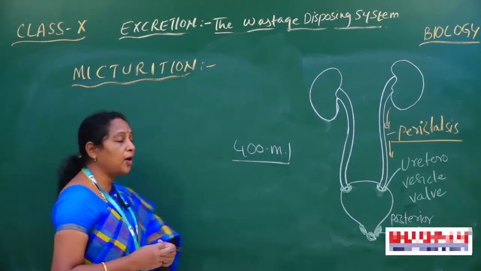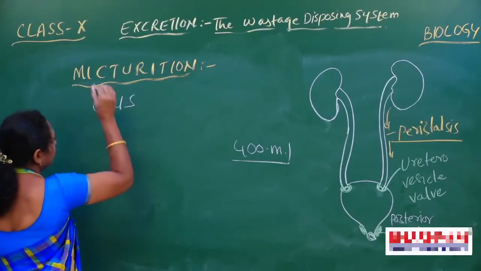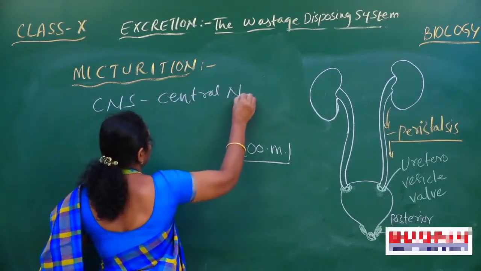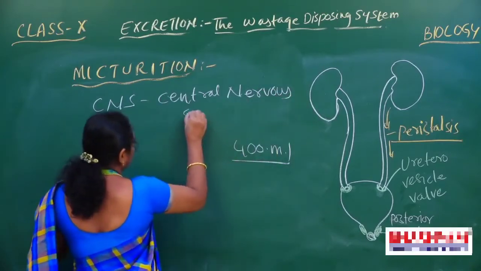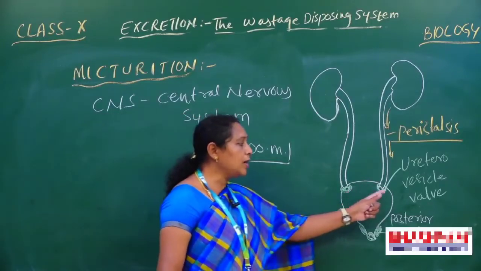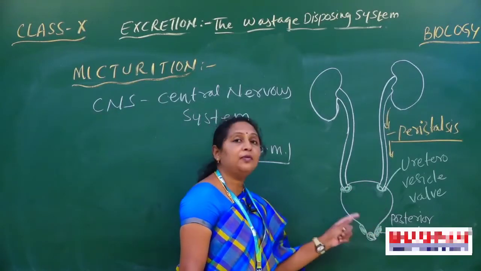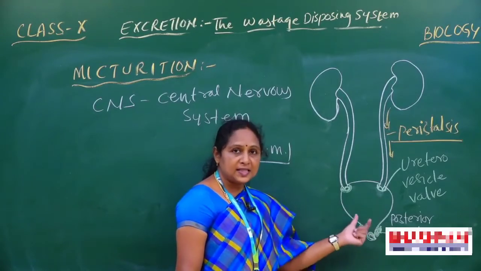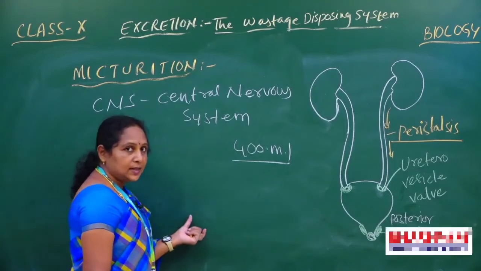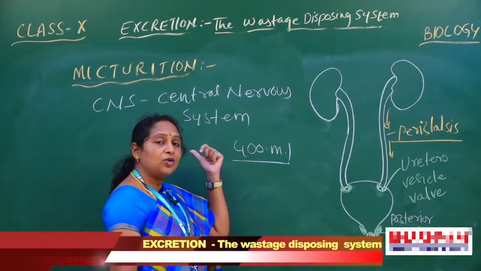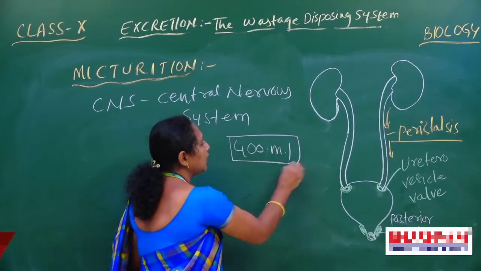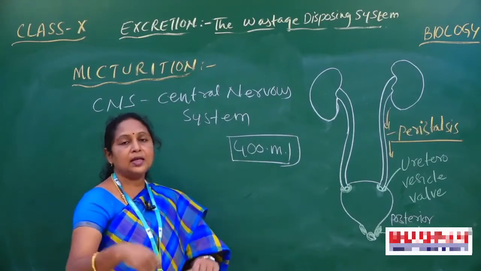signals from the CNS. What is the meaning of CNS? Central nervous system. They send a signal to the urinary bladder. The walls of the urinary bladder, which are lined with special epithelial cells, receive the signal from the CNS. As a result, what happens? When is the signal received? When your urinary bladder is maximally filled with 400 ml of urine. So they receive the signal.